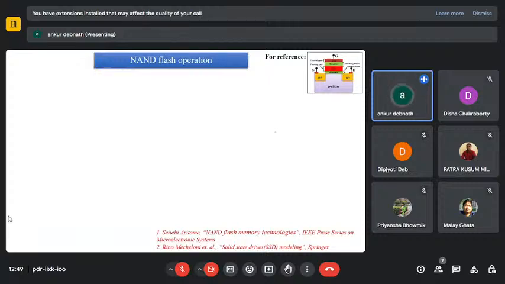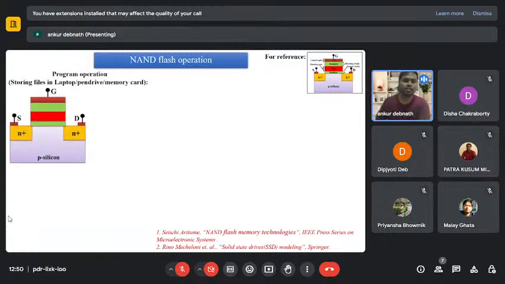Okay, program means if we transfer some movie or some file from your pen drive to your laptop, right? So basically you are programming your laptop in some particular location. That's the programming. And reading means suppose you are opening some PDF file. So that way you can say you are reading files actually. So basically this is the program operation.